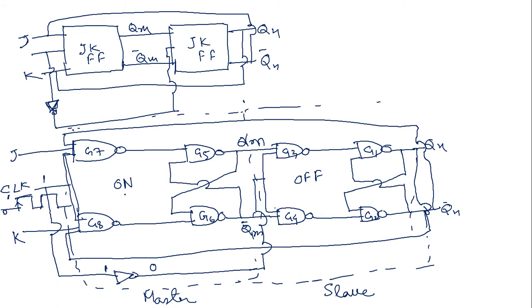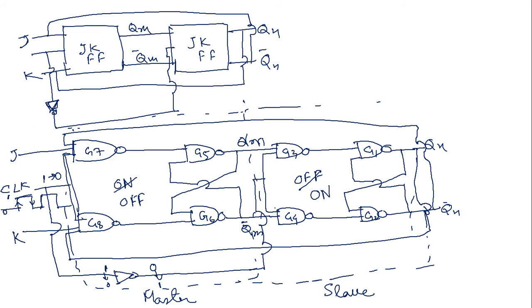After that, whenever this flip-flop goes from 0 to 1 to 0, in the 1 to 0 condition, this flip-flop is in the off condition. So this 1 becomes 0, and this 1 becomes 0, and this 0 becomes 1. So this flip-flop is now in the on condition. When this flip-flop is in the on condition, this flip-flop is active.